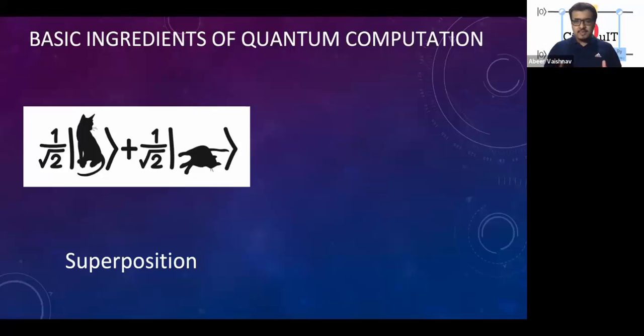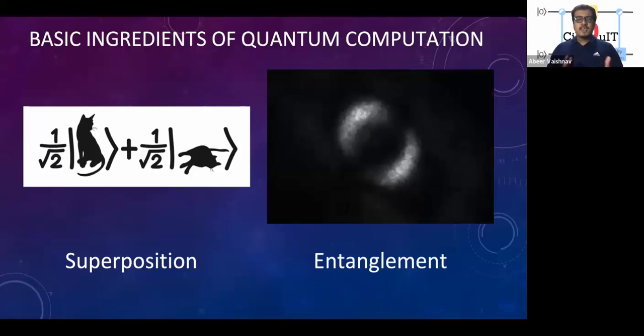But the cat example was just taken to portray the idea of it. The second thing is entanglement, which is what Einstein termed the spooky action at a distance.